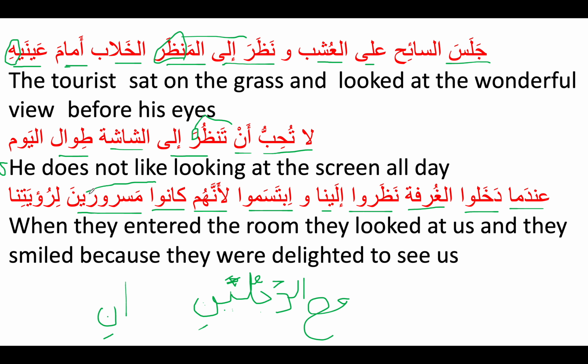So masrurina. Li is to, delighted to see us. And ru'ya, this is the masdar of the verb ra'a, yara, which means to see. Ru'ya is the masdar, so they were delighted to see us, or literally to see in us. So ru'yatina. The na refers to the nahnu here. So they were delighted to see us.